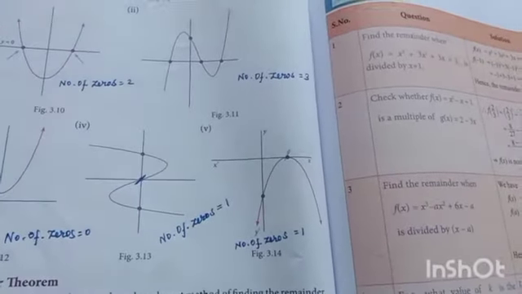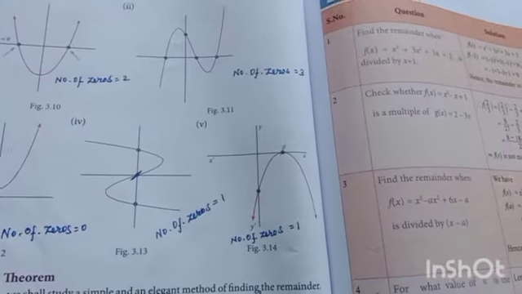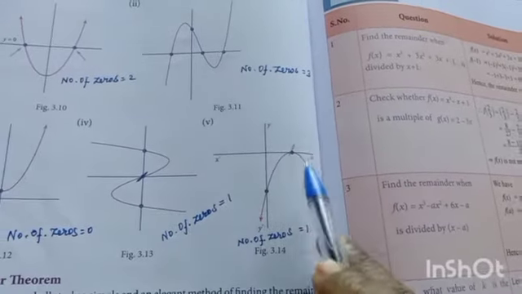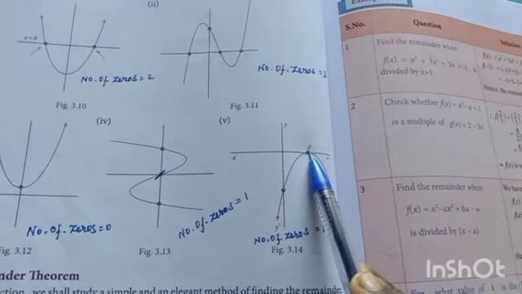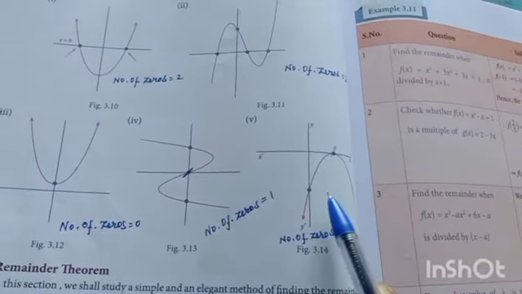Okay. Next, this fifth graph. Listen, it's a curved line. The curved line intersects the x-axis at only one point. So the number of zeros is equal to 1.